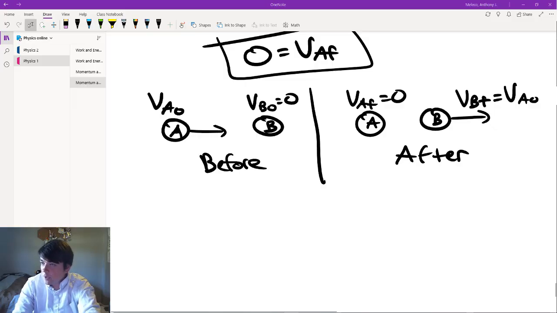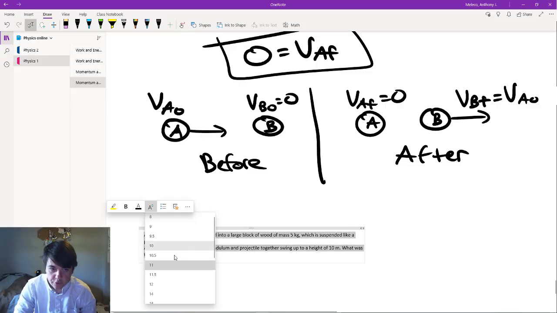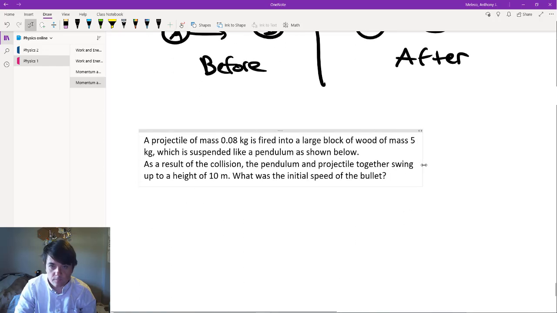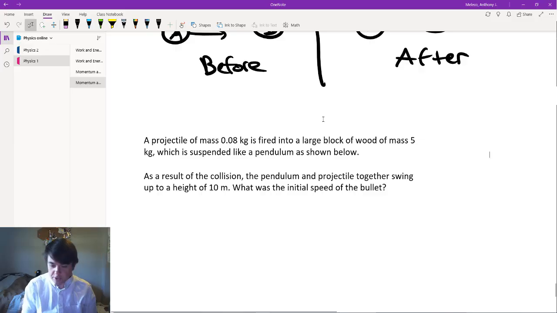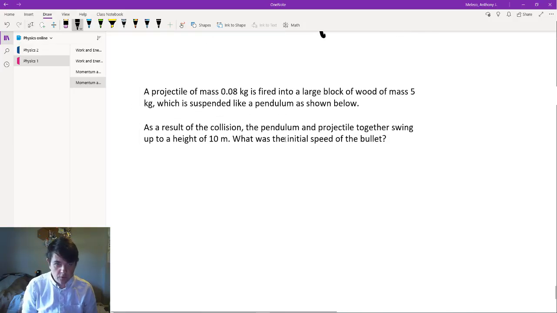Okay, so we've got 2 problems left, and unfortunately they're the most complicated problems. There's a 2-dimensional one that we're going to do, and then there's another like this one, which is kind of a lot, but let's see how we do it. A projectile of mass 0.08 kilograms is fired into a large block of wood of mass 5 kilograms, and it's suspended like a pendulum as shown below. Let's go ahead and draw this for you.